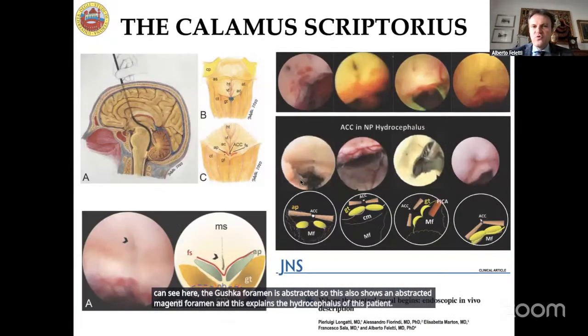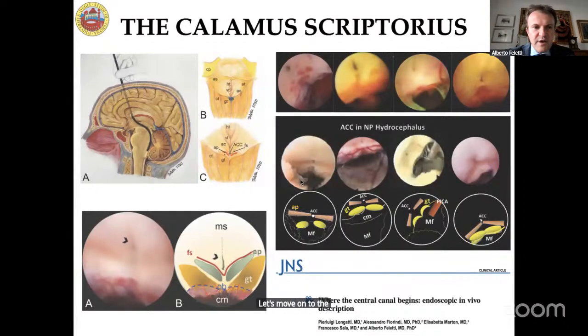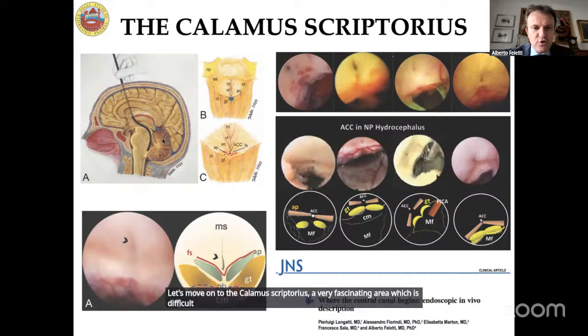Let's move on to the calamus scriptorius, a very fascinating area, which is difficult to visualize during microsurgical operations, but very easy to be seen during endoscopic procedures. So these are some visions of the calamus scriptorius area.